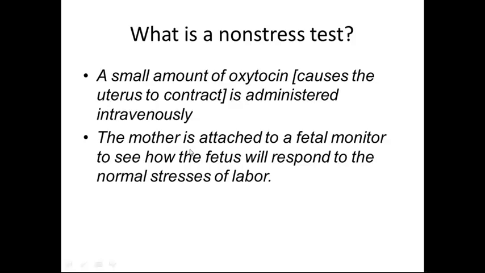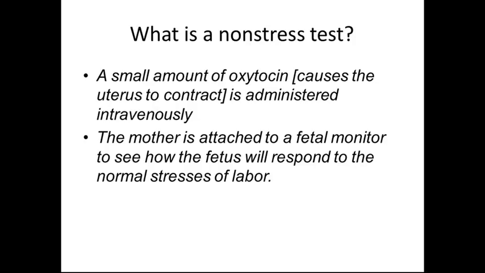What is a stress test? A small amount of oxytocin, which causes the uterus to contract, is administered intravenously. The mother is attached to a fetal monitor to see if the fetus will respond to the normal stresses of labor. If the fetus does not respond to the minimal contractions, this is a good thing.